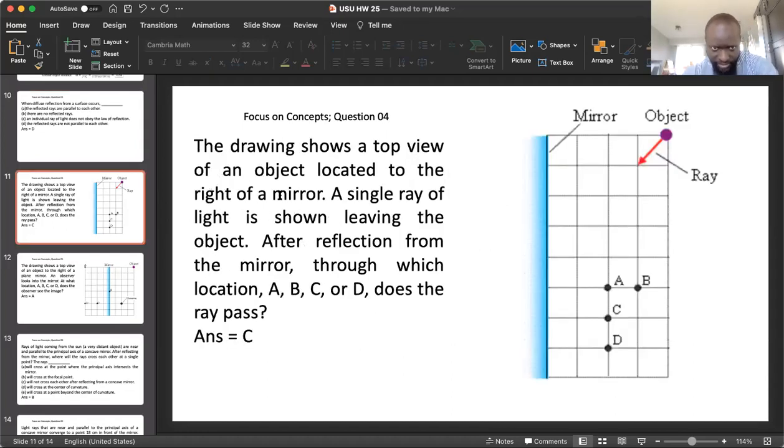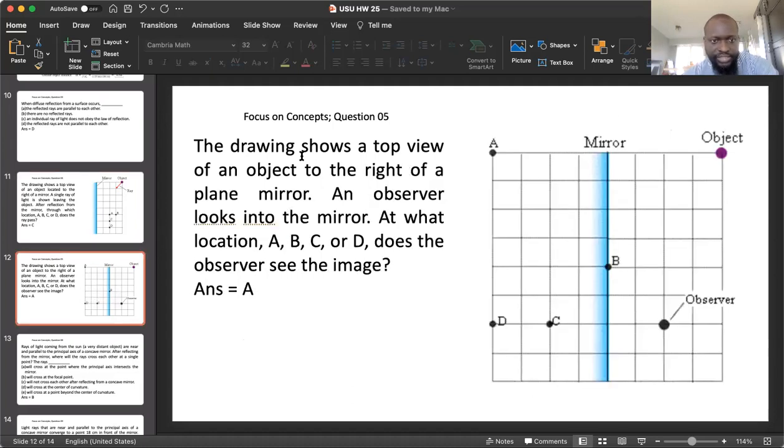The drawing shows the top of an object located at the right of a mirror. A single ray of light is shown leaving the object. After reflection, which location will this ray pass? So you can trace this straight down to this point and it will just reflect at the same angle. So it's only going to pass through C. Trace this straight down to the mirror right here and trace it from here down. You see it's going to just pass through C. That's the law of reflection, basically. Angle of incidence equals angle of reflection. So the answer is C for this one.